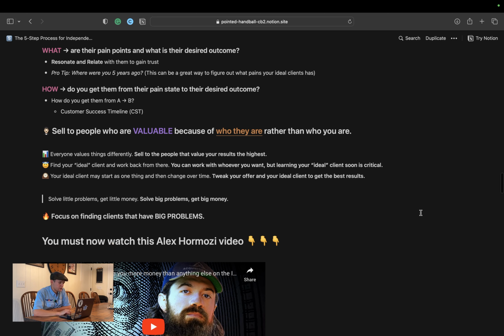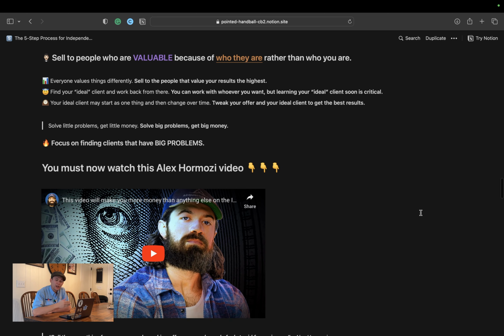Like I said before, it's important to sell to people who are valuable because of who they are rather than who you are. Some people value things differently. One person might value a private pilot certificate in their own airplane costing them $10,000, while another person, a Cirrus pilot, might value $20,000 to get their private in their Cirrus. Why? They value things differently. The problem that is being solved by them becoming a pilot is a bigger problem with greater value towards a solution than someone who is just doing it as a hobby.